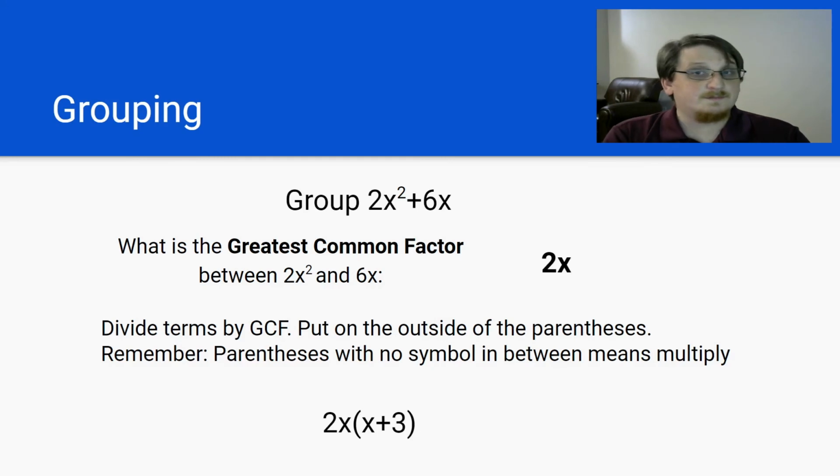These two parts are multiplied by each other. When you see things next to each other with parentheses and without a plus or a minus, that always means they're multiplied by each other. And if you wanted to, you could multiply them out and get what we started off with.